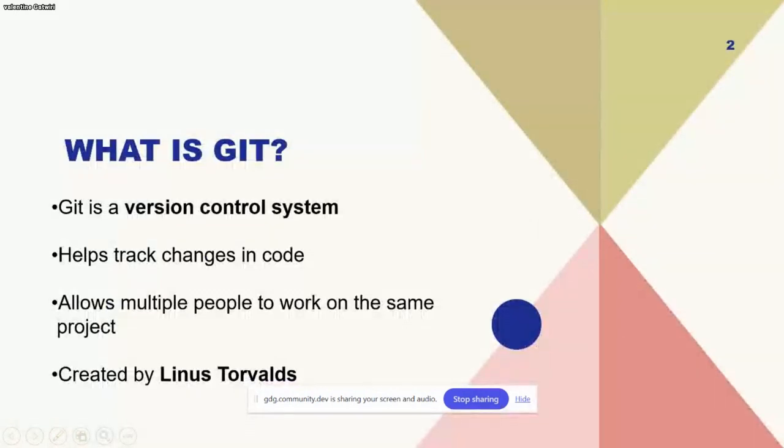what is Git? Git is basically a version control which helps you track changes in code, and allows multiple people to work on the same project, like you can collaborate in a project. Watu wengi collaborate in one project. And Git was created by Linus, the one who created Linux too.